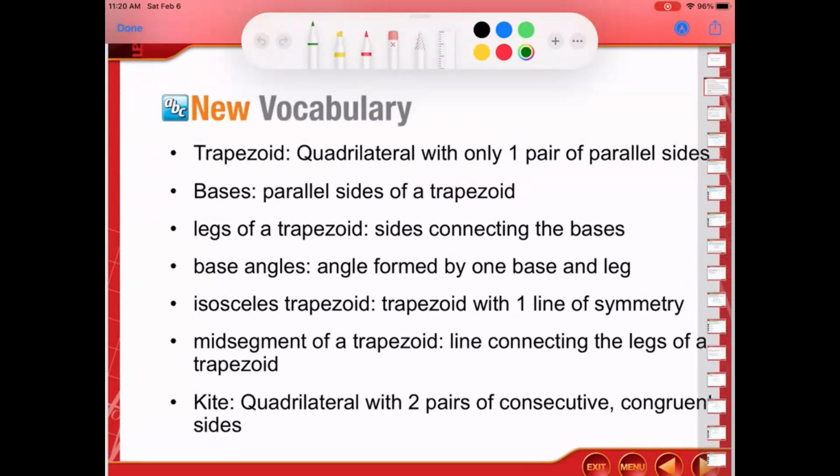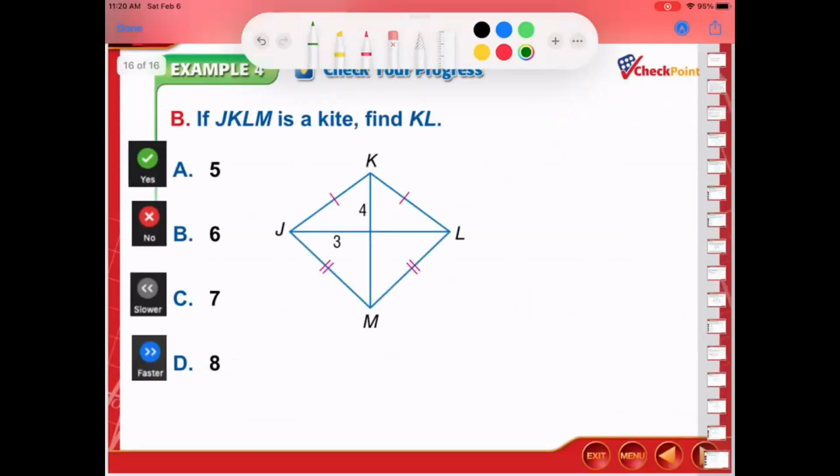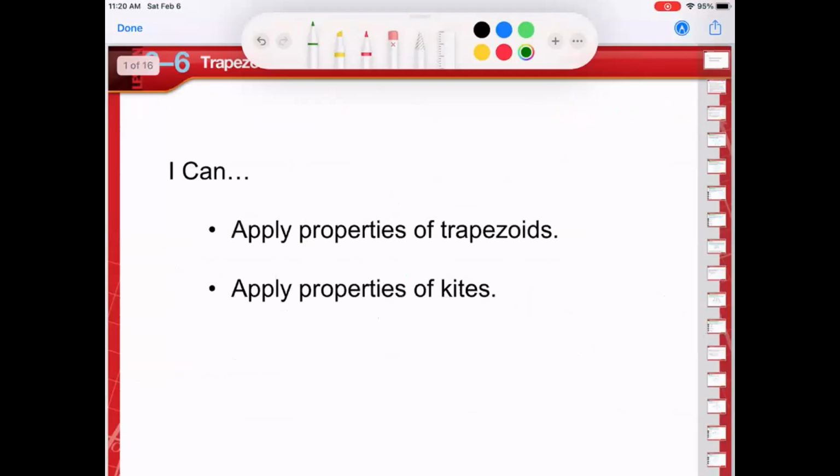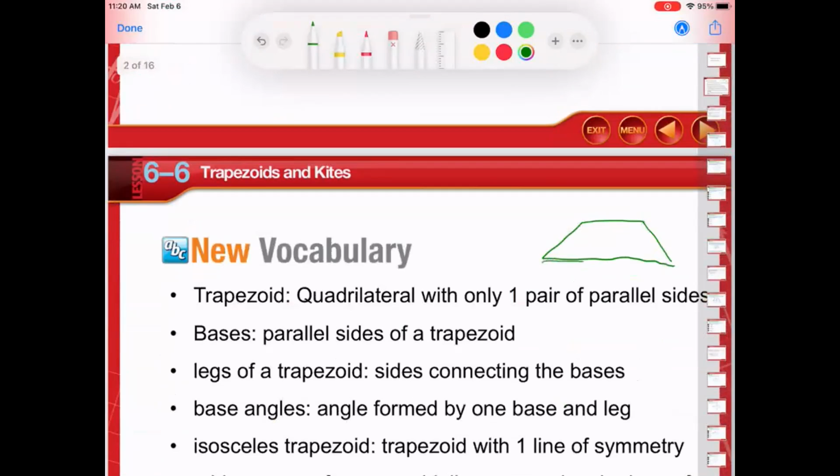Trapezoid, that's a quadrilateral with only one pair of parallel sides. Typically, you see them, they look somewhat like that. Not somewhat like that. More like that, where that line's straight too, where the top and bottom would be parallel. So that's typically how you see a trapezoid.